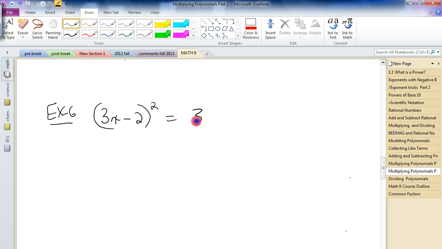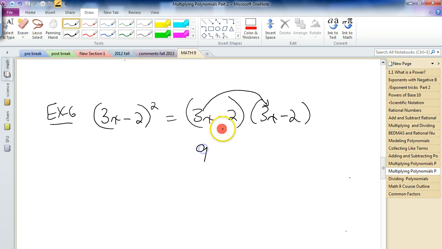This is the same thing as 3x, whoops, sorry, 3x minus 2 times itself, 3x minus 2. And yeah, if there was a 3 there, then it would have been one of those, and another one over here. If there was a 10 here, then you'd have 10 of these. I hope you get the exponent deal. Anyways, that times that. 3 times 3 is 9, and don't forget the x times x, which is x squared.